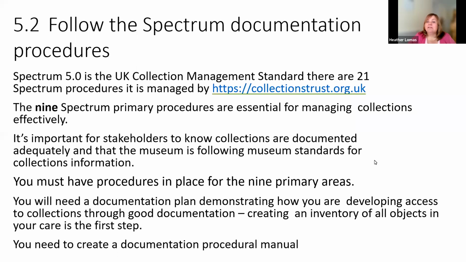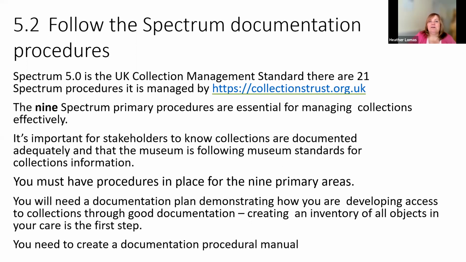And creating an inventory of all objects in your care is the first step in this procedure. So we know lots of museums might have a backlog of objects which are not fully documented yet, but the first step in that procedure is to follow the inventory Spectrum procedure to make sure that you're creating that initial list of everything that the museum is responsible for. And alongside this, you also need to create a documentation procedural manual. So you will have created your procedures, so your 9 areas of procedures, and you will have put the procedures into a manual so that people can access that when they're working with the collections.